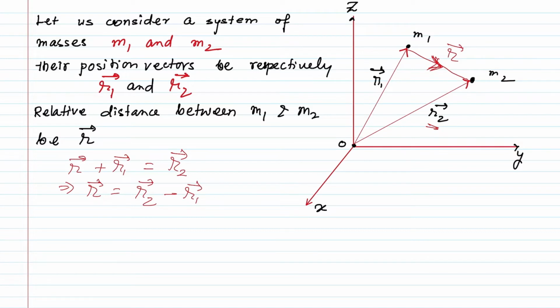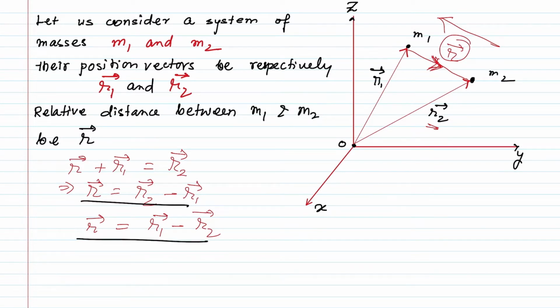And if you consider the direction of this r vector in this way, then you will get r vector equal to r1 minus r2. So you can consider this one as well as this one. In both cases we will get the same required equation that we are going to find.